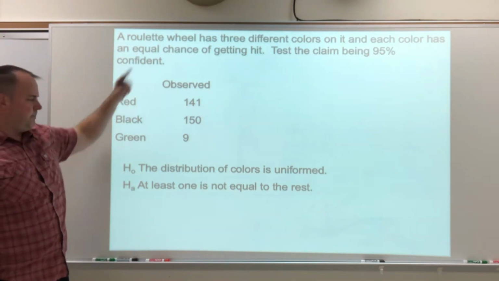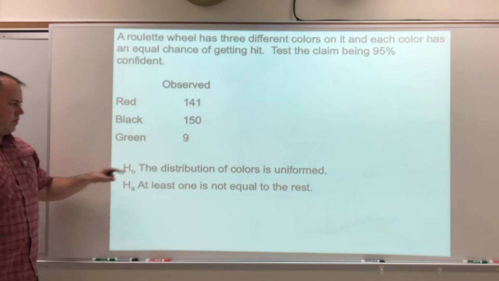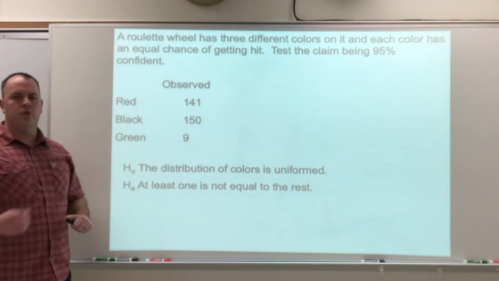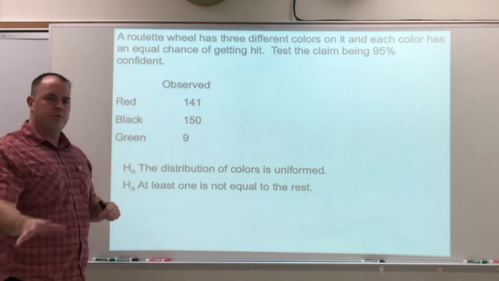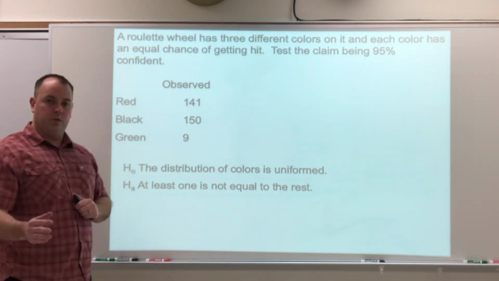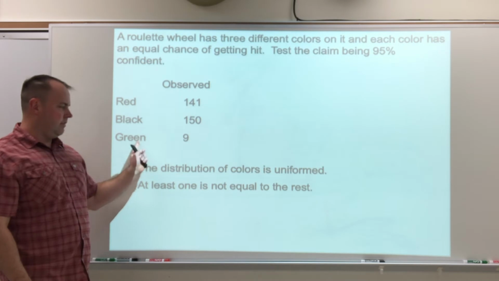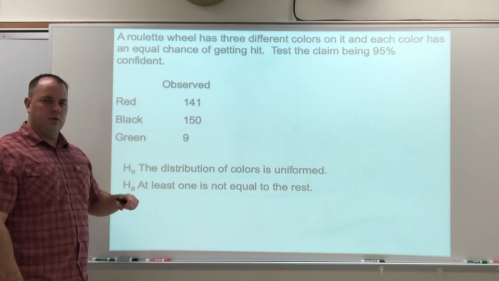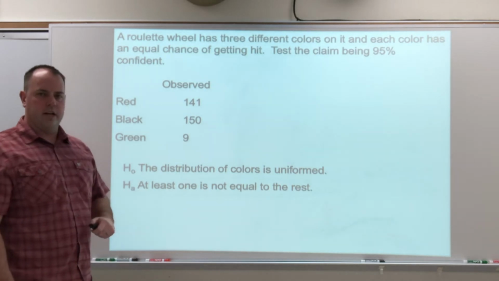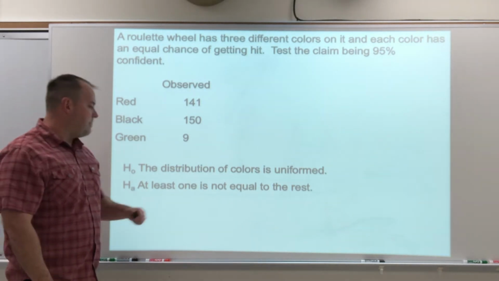chance of getting hit. So when we wrote out a null and alternative, the null, the distribution of colors is uniform. What we were saying was the distribution between the red, the black, and the green, how they were spread out, how they were given out, was equal to each other. We found that obviously, even just by looking at it real quick, we thought green was going to be not equal to the other ones, and we ended up rejecting the null because of that.